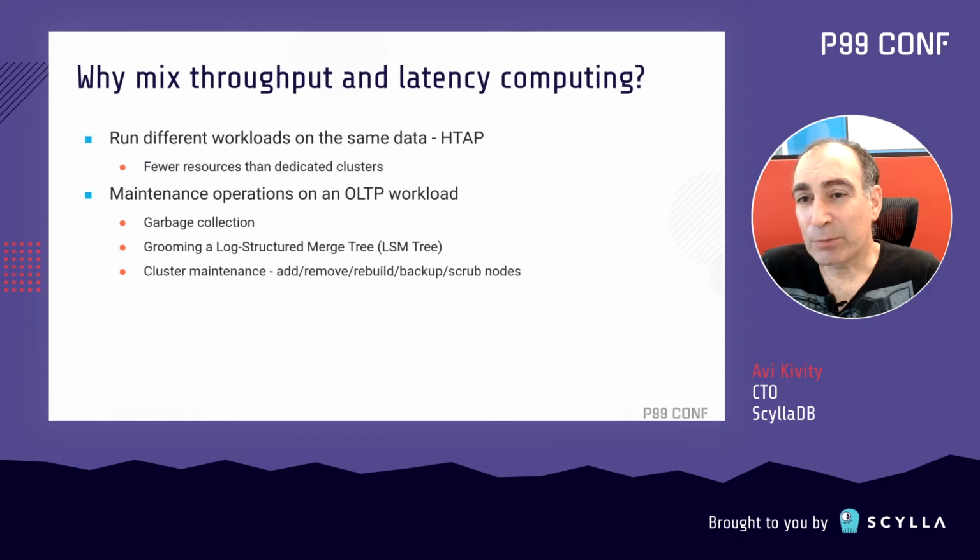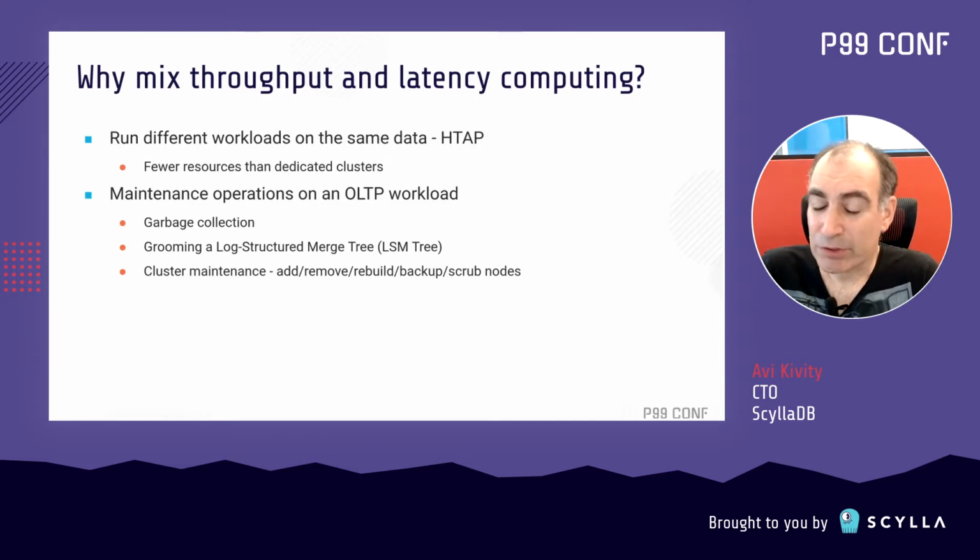So the question first has to be asked, why even bother mixing throughput-oriented jobs and latency-oriented jobs? One answer is you want to run those different workloads on the same data. You have a database that is serving users, but you also want to run analytics on all of the data. You can do that by duplicating the data on multiple clusters, one for each job, but that is wasteful of resources. And it's better, if you can, to run those two jobs on one cluster and share the resources.